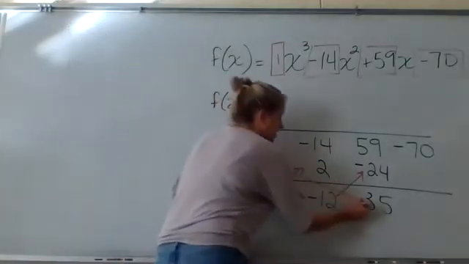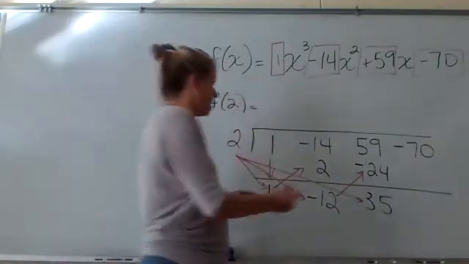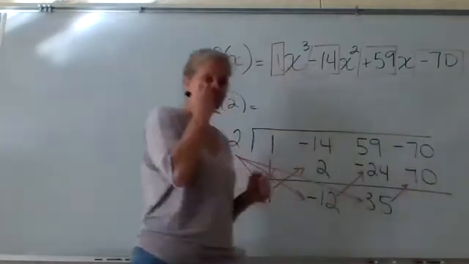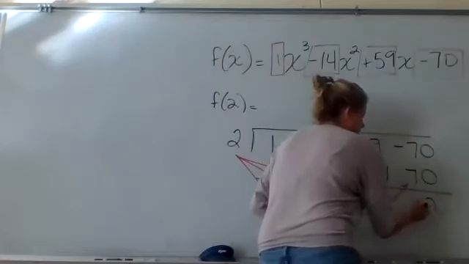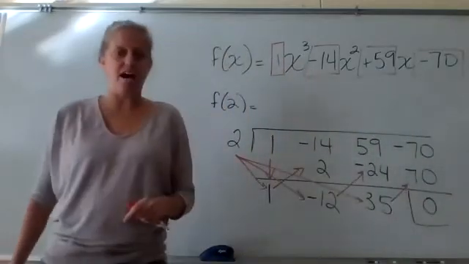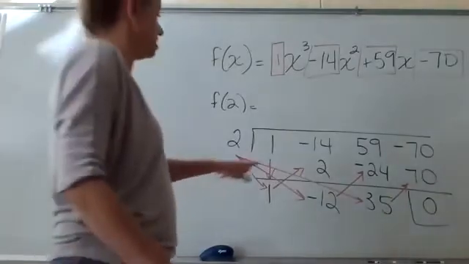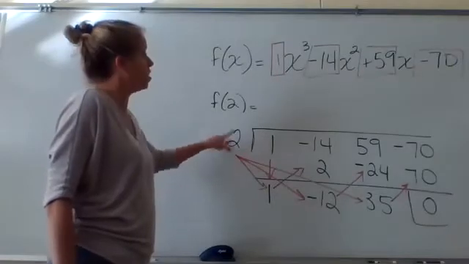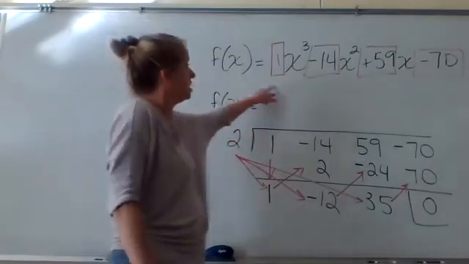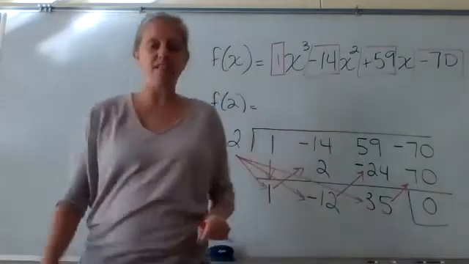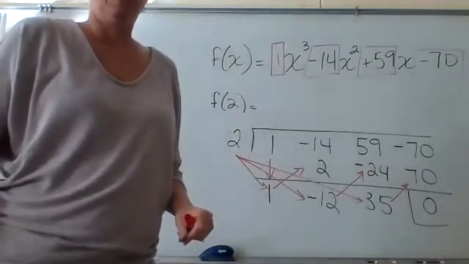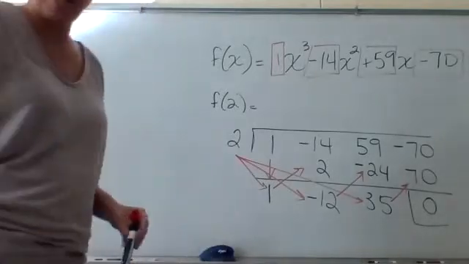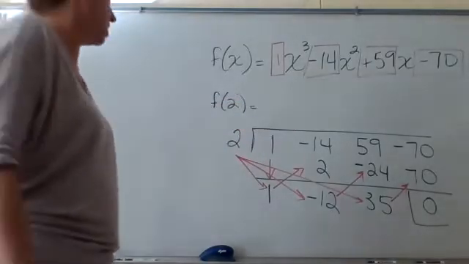2 times positive 35 gives me positive 70. Add that straight down. You get a 0. That is your function value. What that's telling you is if that ends up being 0, then 2 is one of the spots on the x-axis where this, if you put it in your y equals and graphed it, is going to cross at 2. Okay, and we'll look at that in a minute after we find the other function values to see what they are. Okay, so f of 2 equals 0.